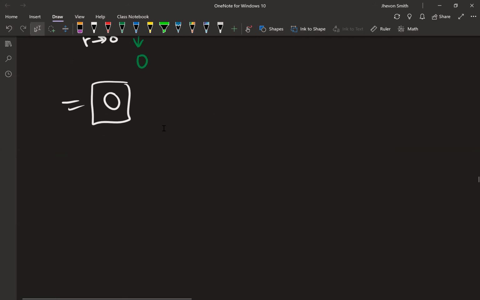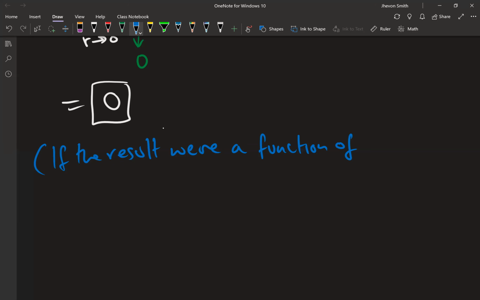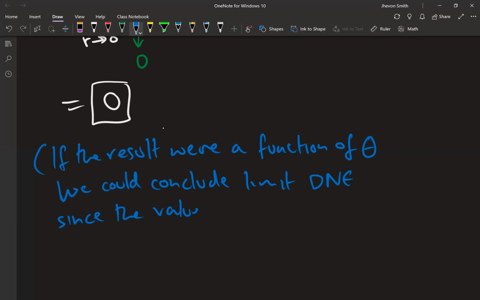Now, you could also show, just to make sure that you're paying attention, if the result were a function of theta, we could conclude the limit DNE since the value changes based on theta.